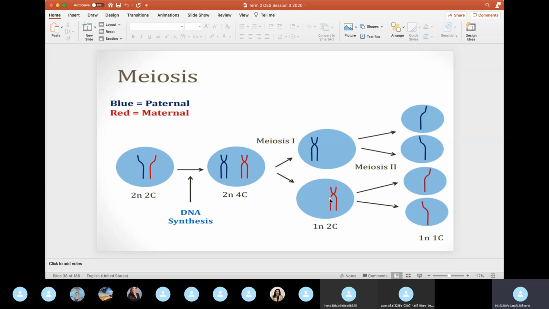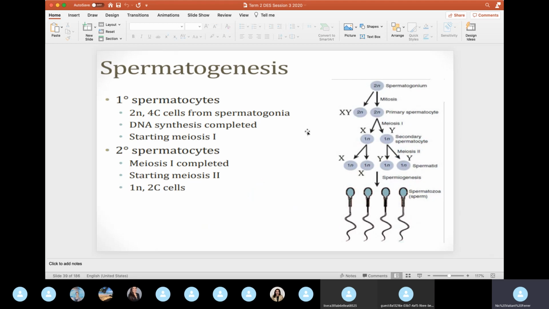And you have meiosis 1 and meiosis 2. What's the purpose of meiosis? Development of your 4 haploid cells. And meiosis is exclusively for your gametes, right? Only for your gametes. Now let's talk about this.